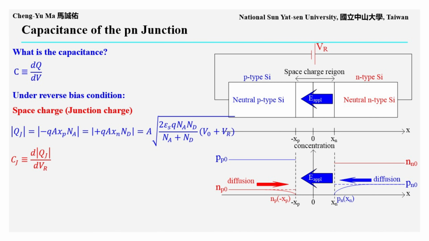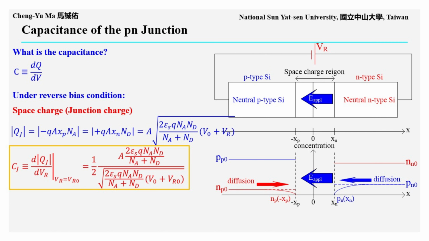Therefore, the capacitance calculated here is the junction capacitance obtained when the DC bias is operating at VR0 and an additional AC signal is applied. Thus, the junction capacitance Cj is the derivative of Qj with respect to VR under the condition VR equals VR0, as expressed by the equation on the slide.